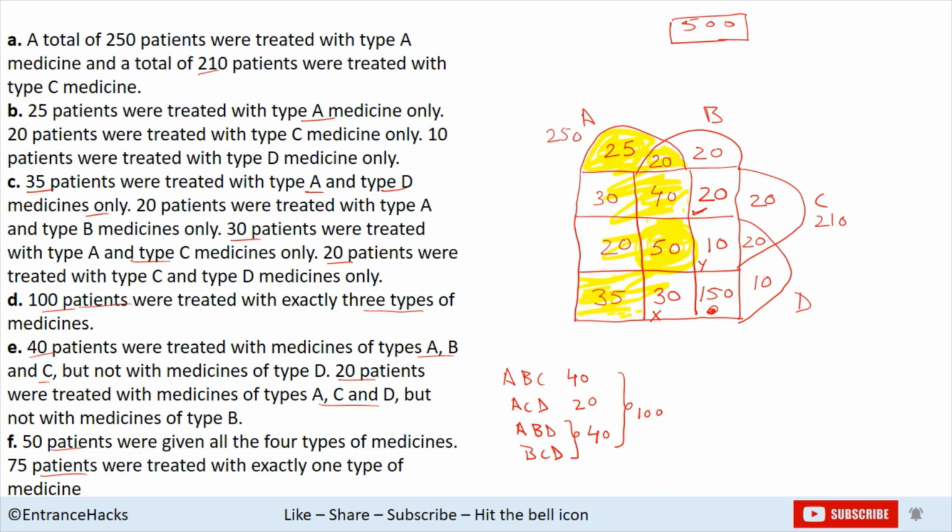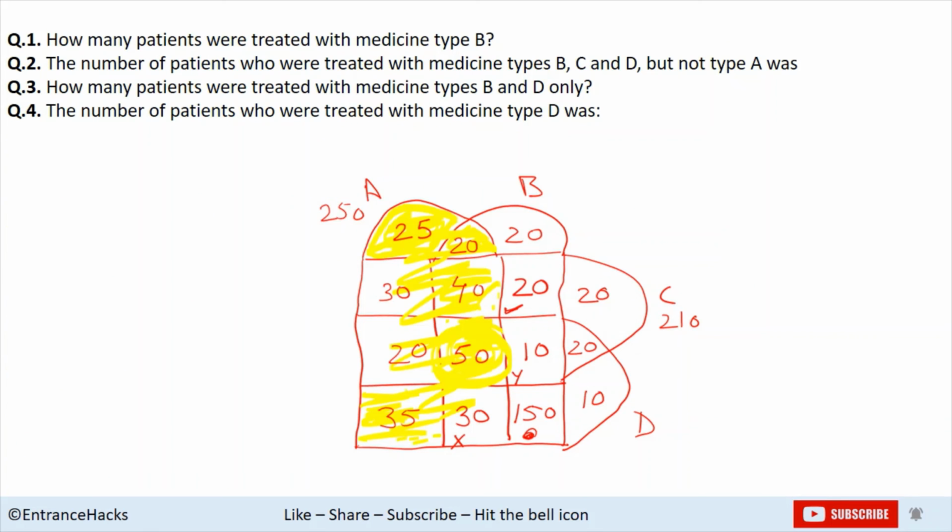Okay, now we can come to the questions. First question, how many patients were treated with medicine type B? Okay, so this will be the total of the area under B. So this will be 40, 40, 80, 100, 300. This is 340. Okay, B will be 340. Patients who were treated with medicine type B, C and D, but not type A: so B, C and D, but not A, is this. So this is 10.